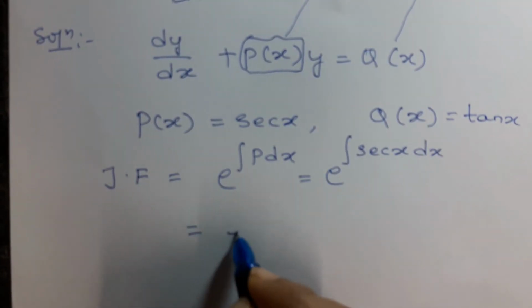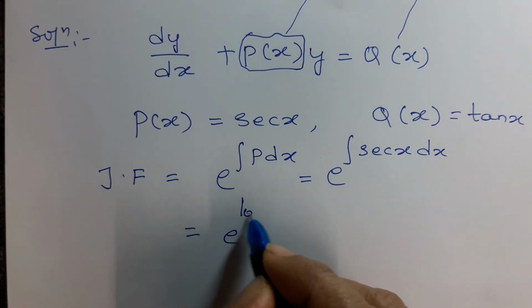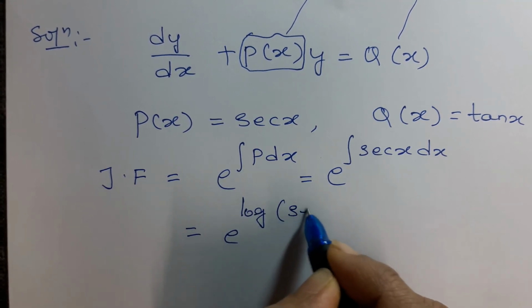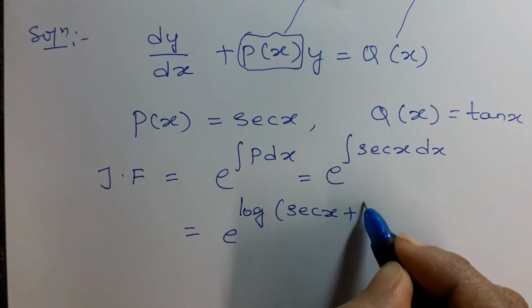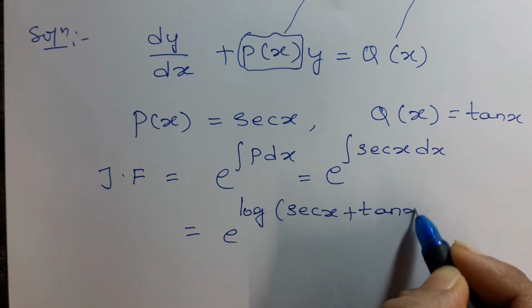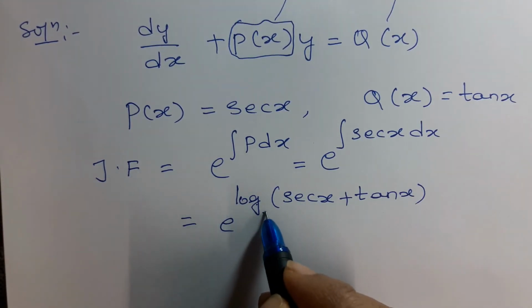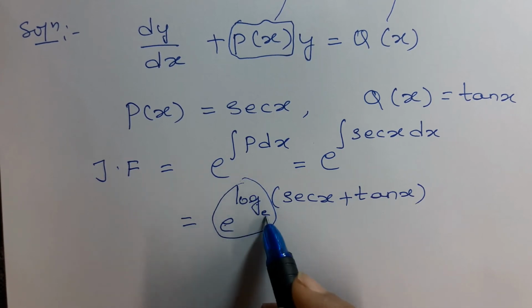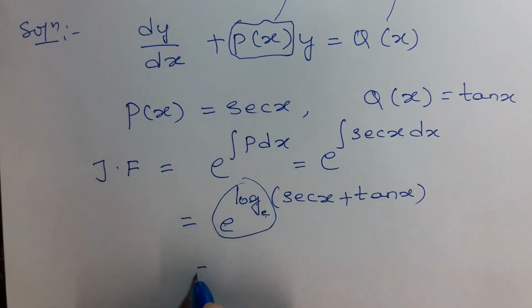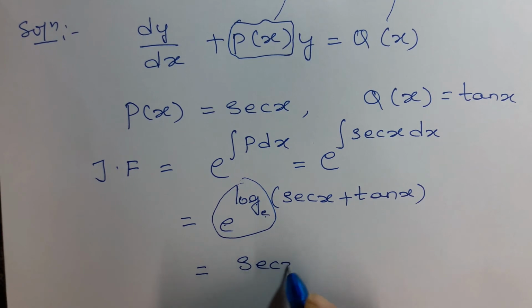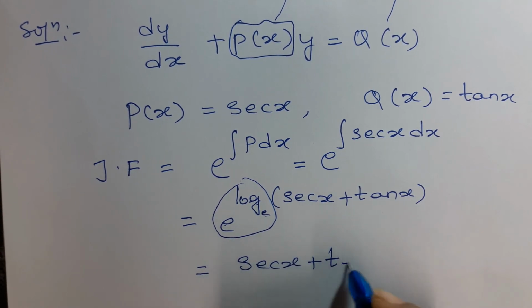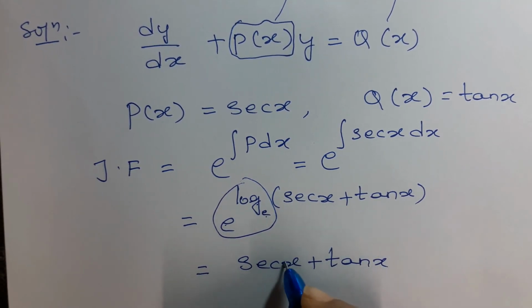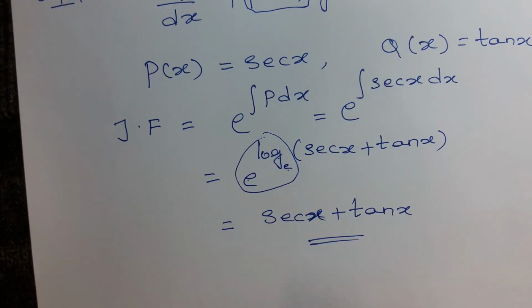So what is the integration of secant x? It is log of secant x plus tan x. Okay. Now log base e will be there. What is the value of this? E to the power of log base e is always equal to 1. So I will get only secant x plus tan x. Therefore, the integrating factor becomes secant x plus tan x.